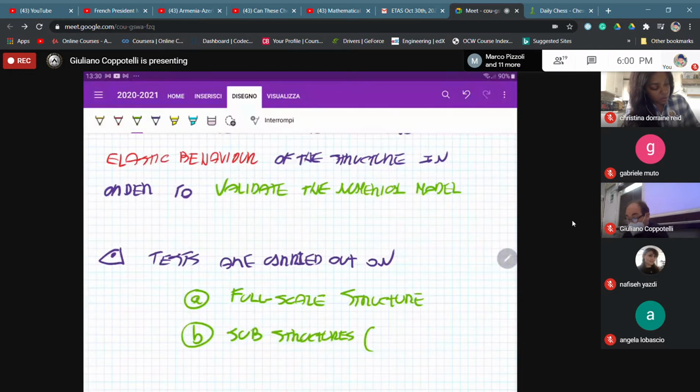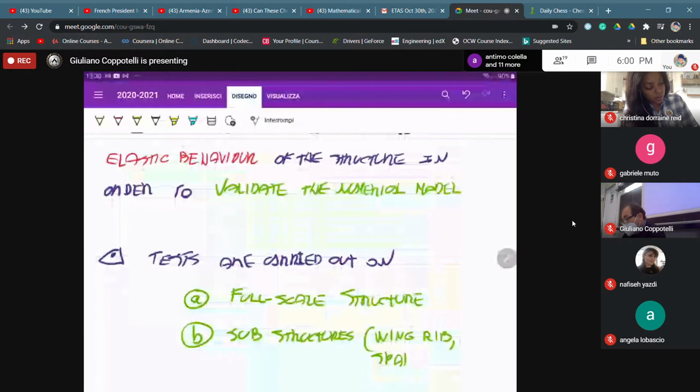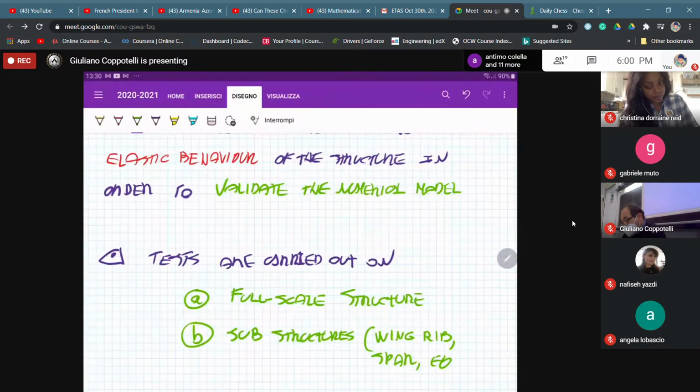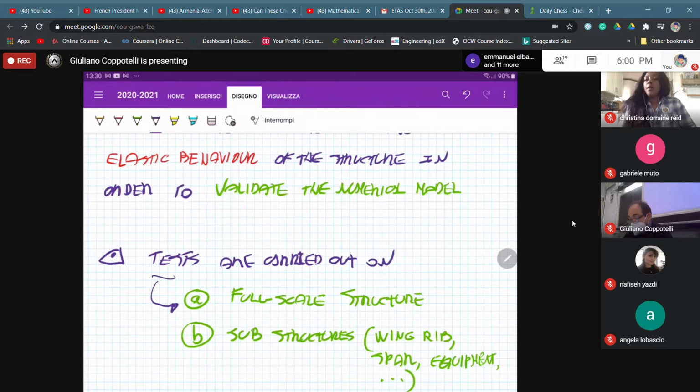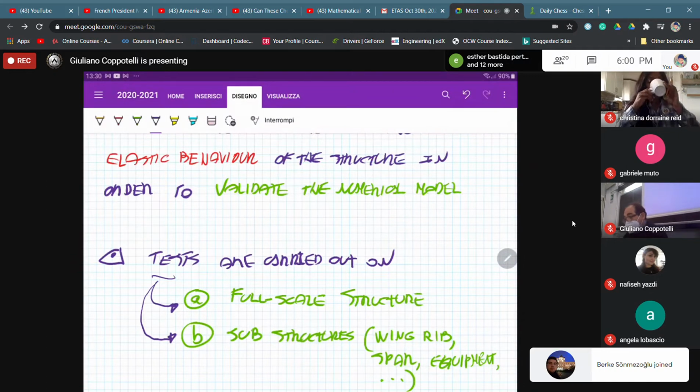When I'm referring to substructure, I'm referring, for example, to wing ribs, spar, equipment, and others. Okay, so you have this choice. You can refer to tests done on a full-scale structure or on a substructure point of view.